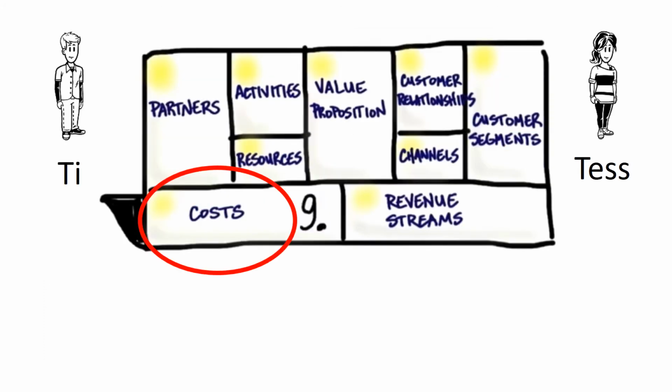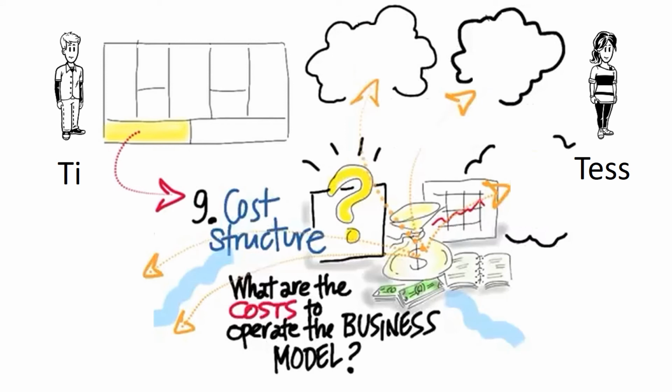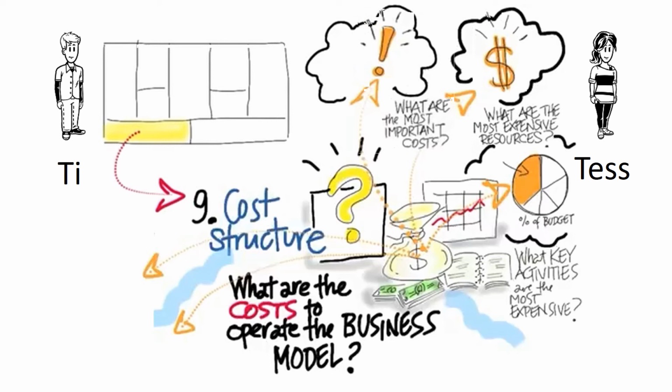Finally, T, please explain the cost structure segment. What are the costs and expenses to operate the business model? One of the interesting things about cost is it's not just the obvious ones, like people or buildings or materials. What you're really going to be asking are, what are the entire costs to operate our business model? And so you want to think about what are the most important costs you need to worry about? What are the most expensive resources you're going to need to pay for? And what key activities are the most expensive?